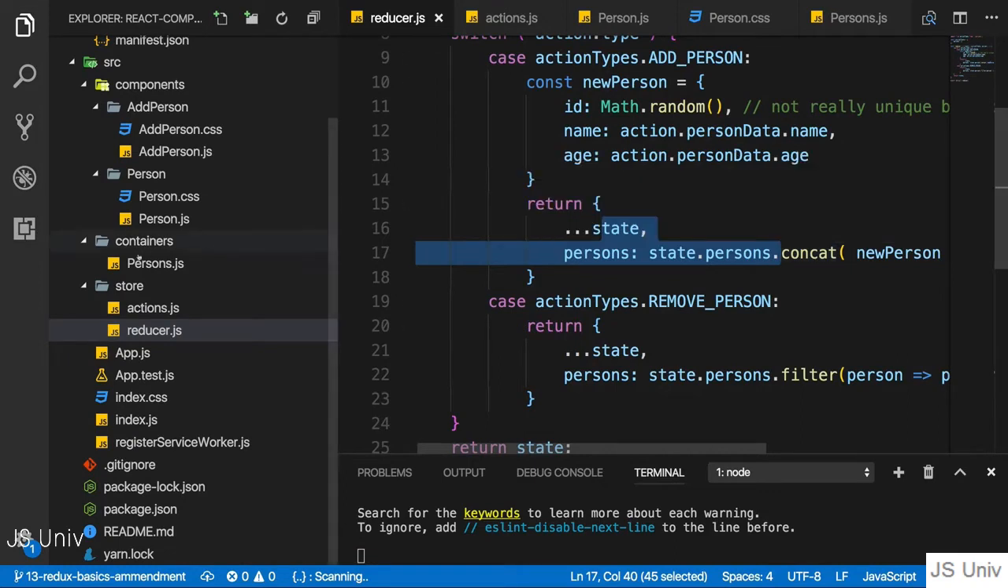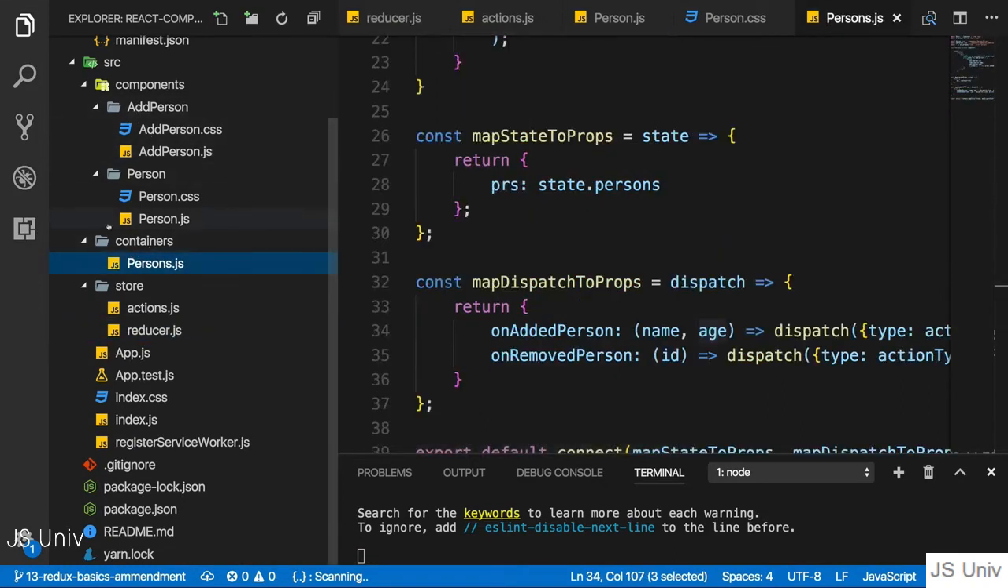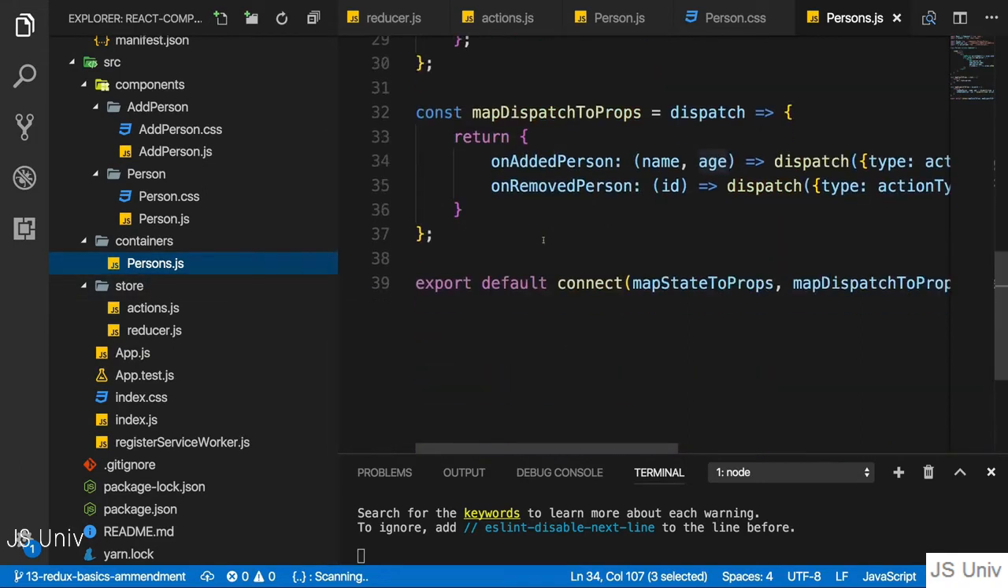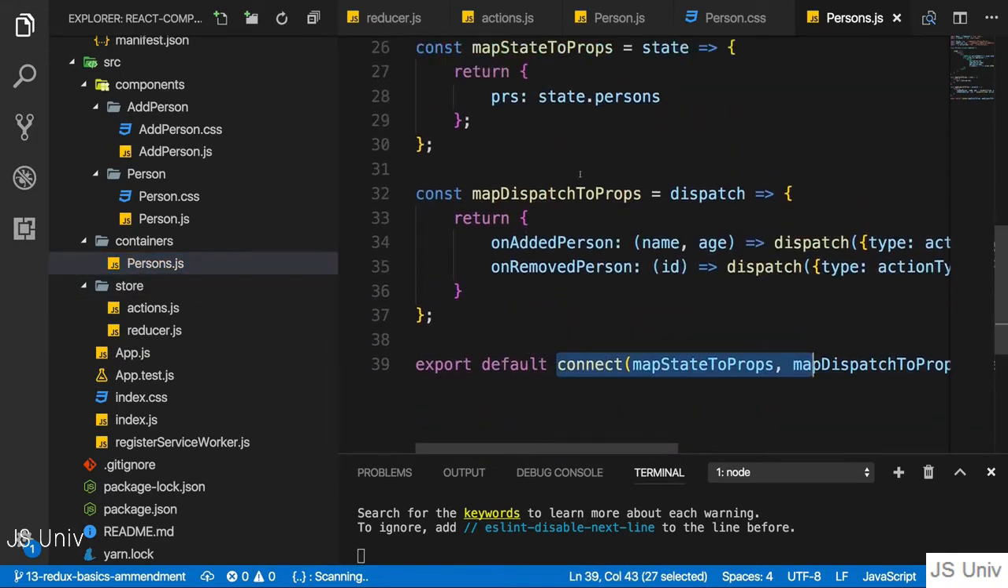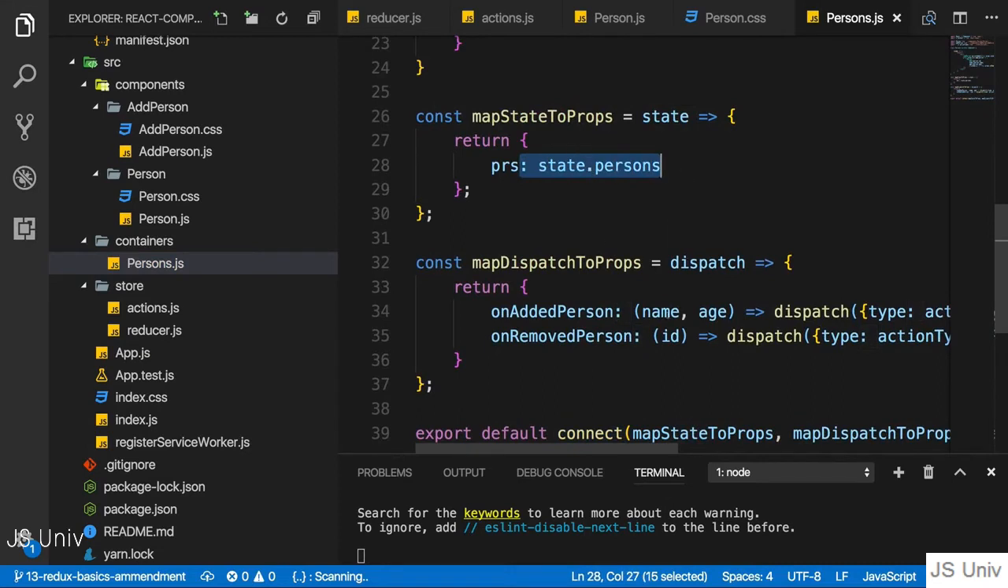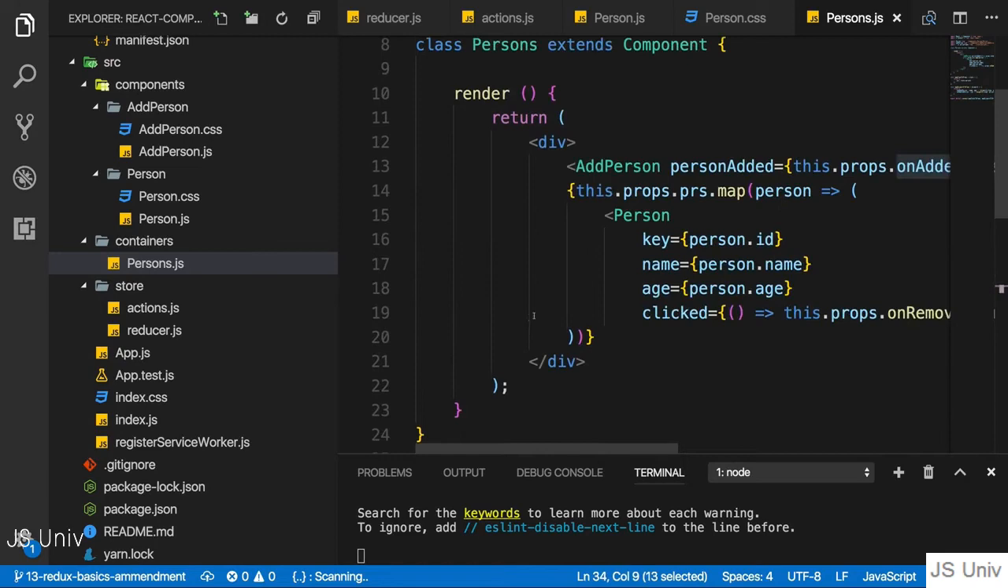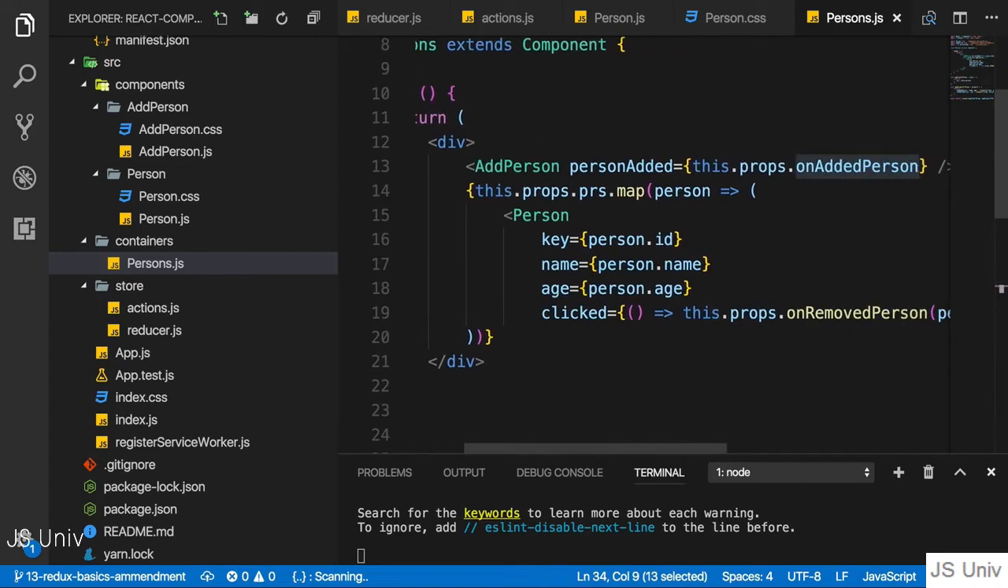You also see that we still work with container and presentational components. We have the containers here, which are connected to Redux, where we get the state as props or the dispatch actions as props. And that we then can still distribute our data down to other components. So this pattern hasn't changed.